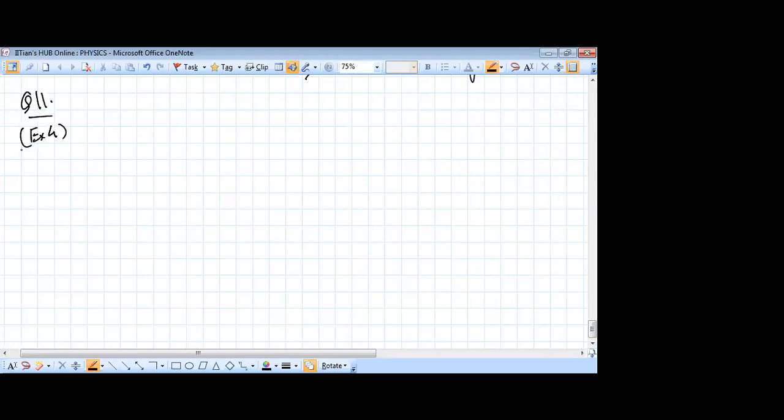So let's go through the 11th question. It's saying two vectors acting in opposite directions have a resultant of 17. And if they act at right angles to each other, the resultant is 25. So calculate the magnitude of the two vectors. Suppose the two vectors that I'm talking about are acting like this. They're acting in opposite directions.